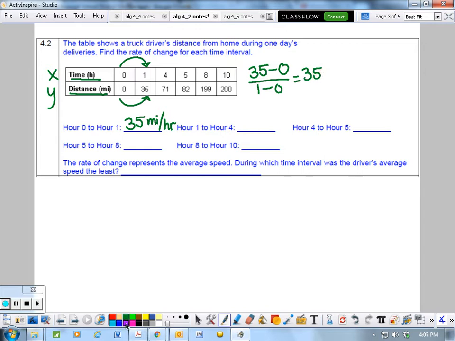And so now we're going to go ahead and go to our 1 to 4, because that's where our table jumps from 1 to 4. So I can also look at, okay, from 35 to 71, that gives me 36. And then from 1 to 4, that gives me a change of 3. So 36 over 3 gives me an average speed of 12 miles per hour.